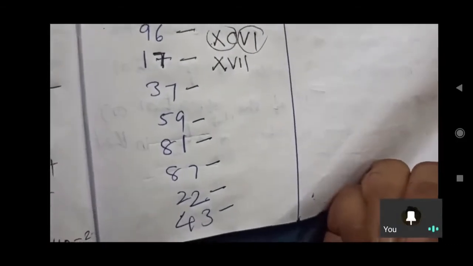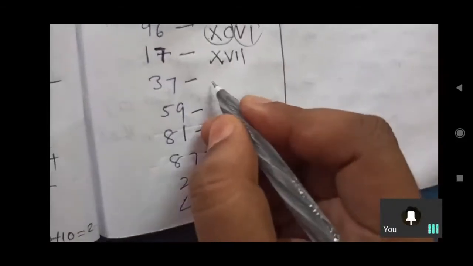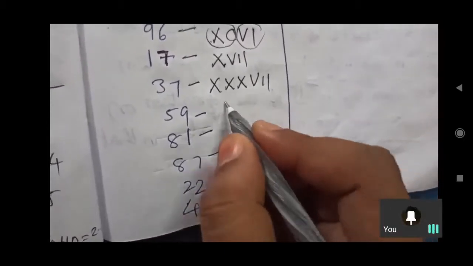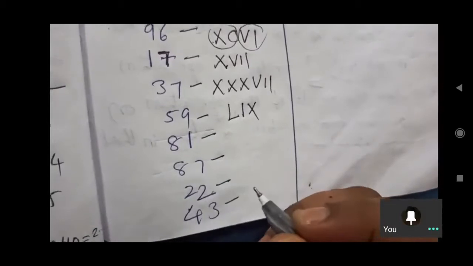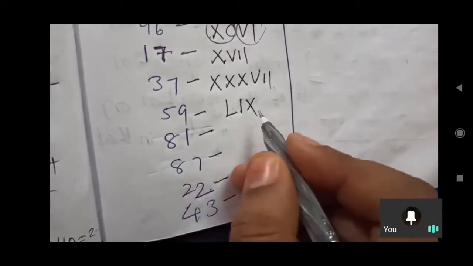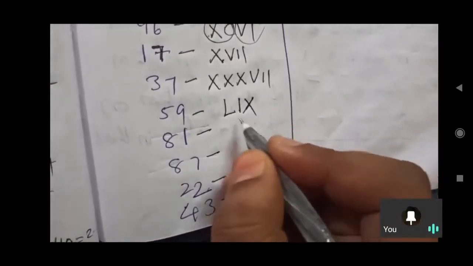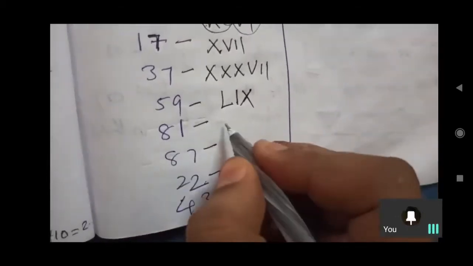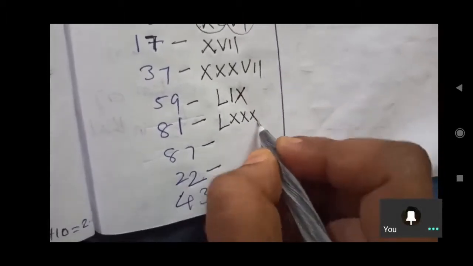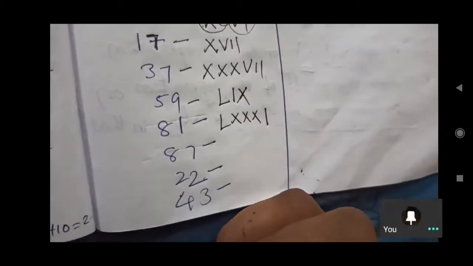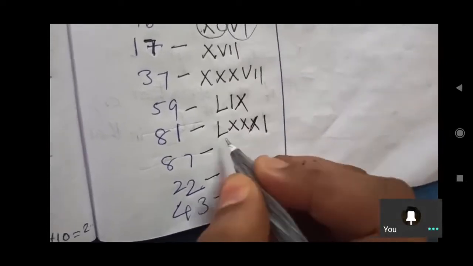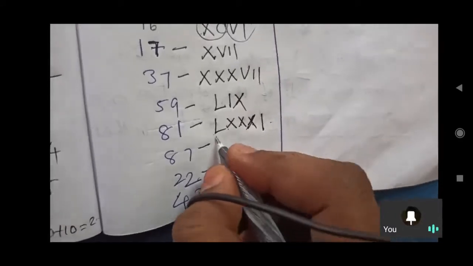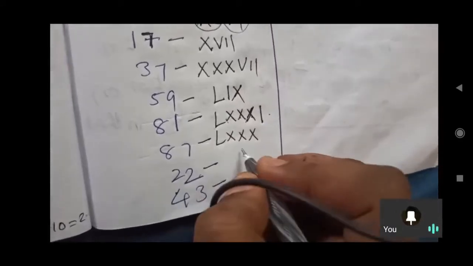Okay? Okay. 37, XXX, 7. And 59, L, IX. L, IX. Okay? L, IX means 9. This is for 50. 59. 81, you say LXXX. 80. 1 means 1. You have to write. Okay? 50 plus 10, 60, 70, 80, 81. 87, you say 87. 80 we got, 7 we got.